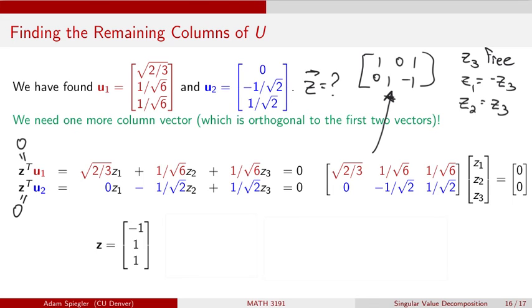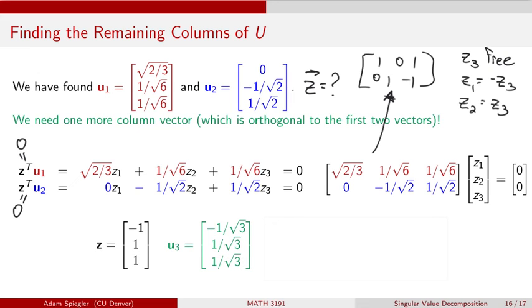And this is not, however, a unit vector. So this vector z that we found has a length of square root of 3. So in order to make that a unit vector, we're going to divide each of the components in the vector z by its length, the square root of 3. So our third column vector for u, therefore, is going to be minus 1 over the square root of 3, 1 over the square root of 3, and 1 over the square root of 3.